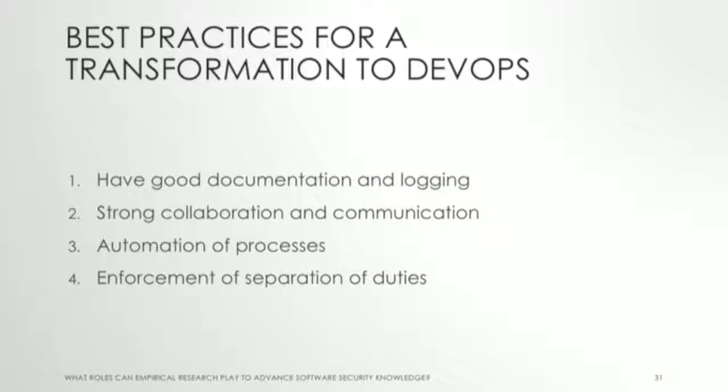You need strong collaboration and communication. They have it already for the manual process, though they have a hard time with collaboration. But if you want to work on secure DevOps, you need strong collaboration and communication. The third, obviously, is the automation of the process. And the fourth item is the enforcement of separation of duty. So it's best practice to have enforcement of separation of duty.